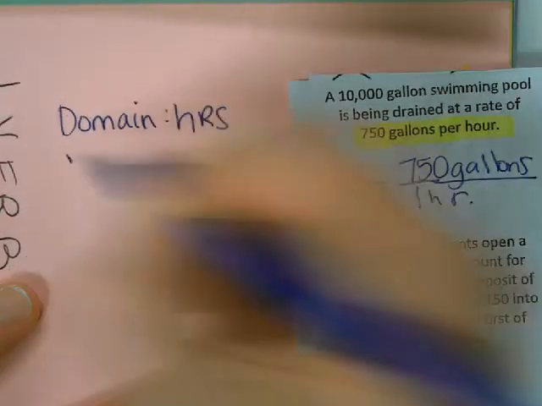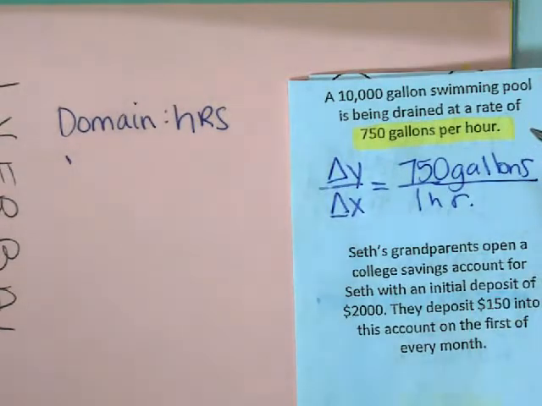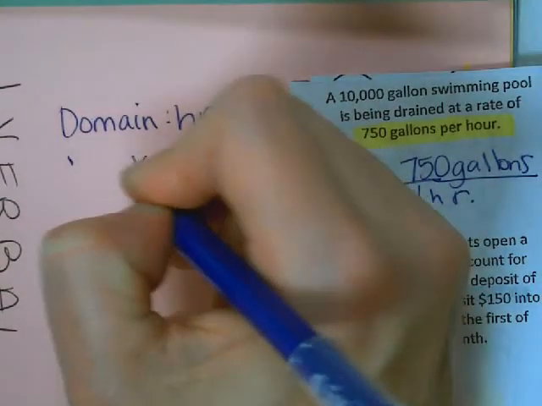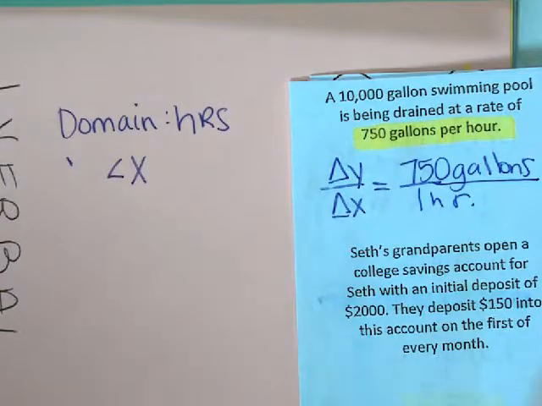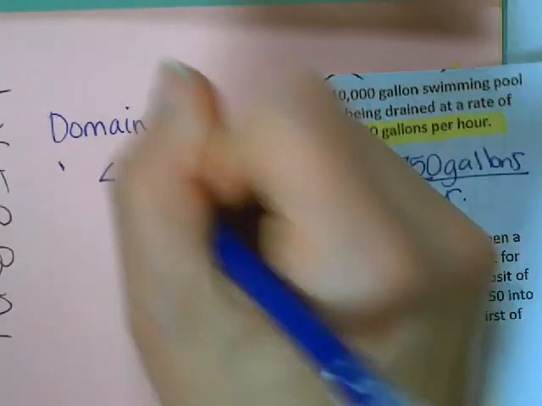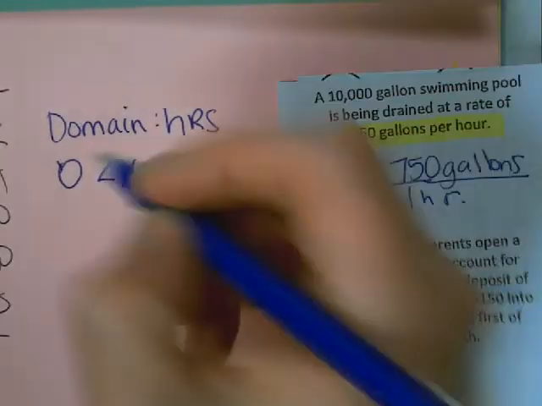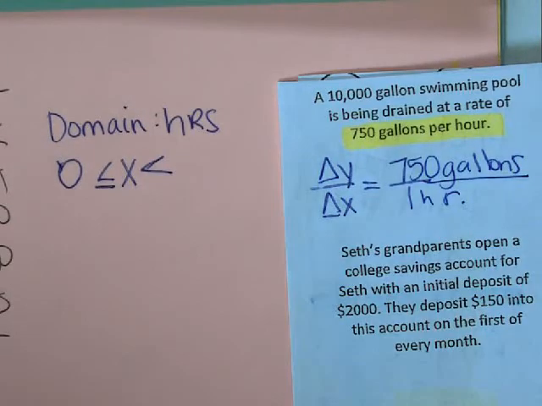And so that means I need to decide, what can my domain be in this case? Well, I can't be less than 0 because that's negative hours. So I know x has to be between two numbers. Okay, so 0 is my smallest. It could be equal to 0 because I could have 0 hours.